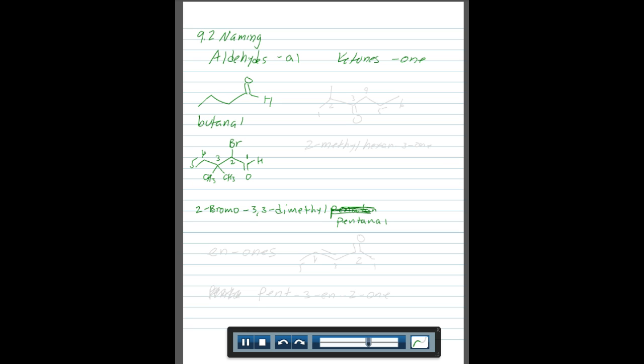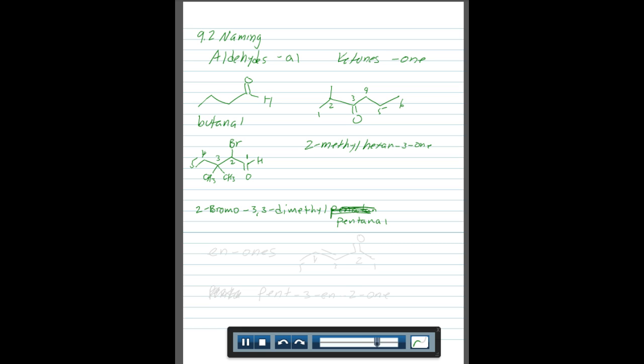Ketones end in -one. Now you have to tell the reader where the carbonyl is, because the ketone could be somewhere in the middle of the chain. It could be at a different place. So there's your carbonyl. Start numbering closest to the carbonyl. So 1, 2, 3, 4, 5, 6. So 2-methylhexan-3-one. Hexan-3-one. Okay?